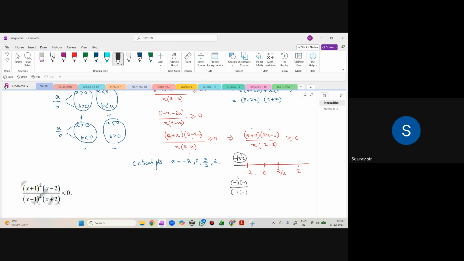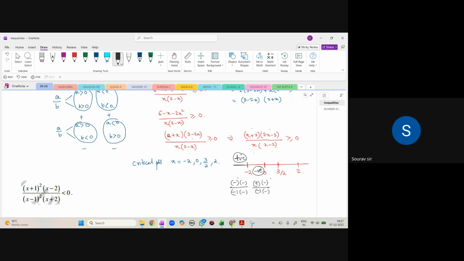What will happen between minus 2 and 0? All 4 are negative, one of the terms goes positive. Which goes positive? X plus 2 goes positive. You take any value here, minus 1. So minus 1 plus 2 becomes positive. So 1 positive, negative, negative, negative. So that means it is negative by positive, which is negative. So here it is negative.